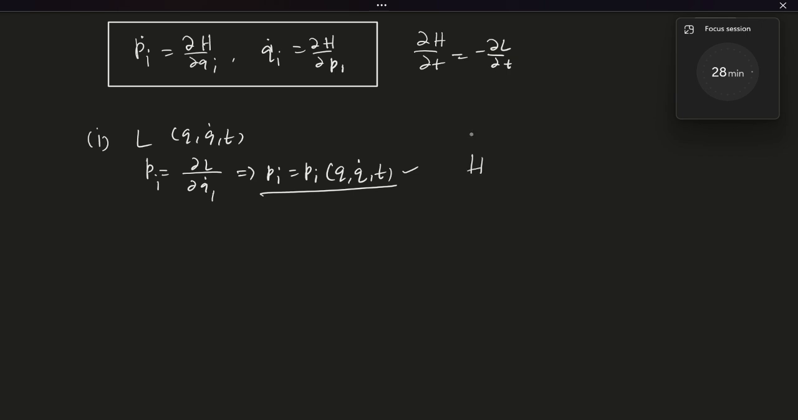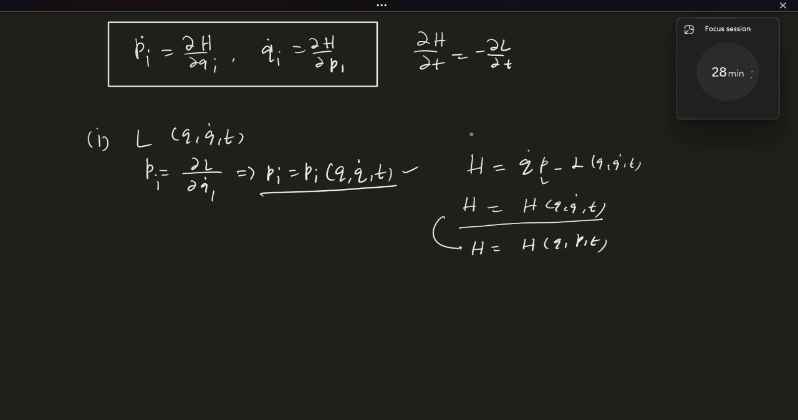Your Hamiltonian is what? Hamiltonian is q̇ p minus the Lagrangian. And p is a function of q, q̇ and time t, L is a function of q, q̇ and time t. That means initially your Hamiltonian will also be a function of q, q̇ and time t. But you have to go to the Hamiltonian form, which is a function of q, p, and t. So how can you get this?